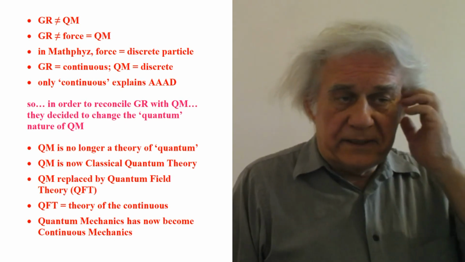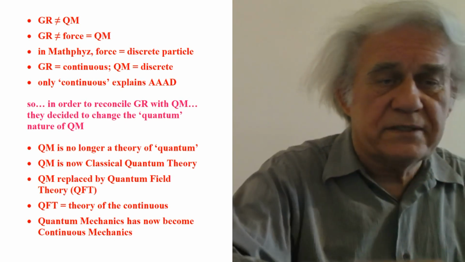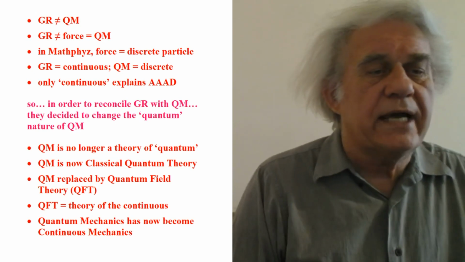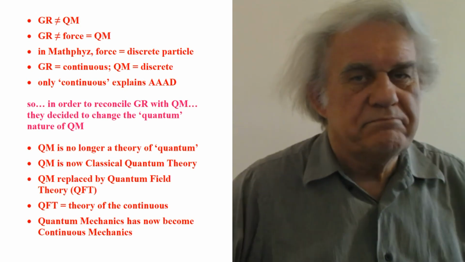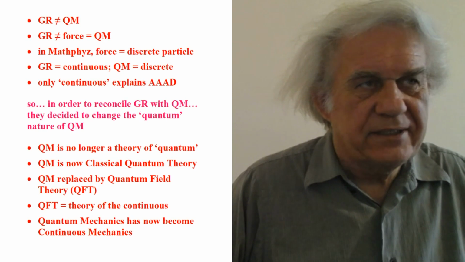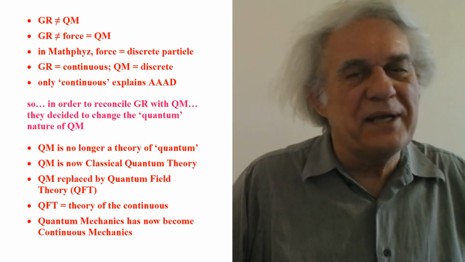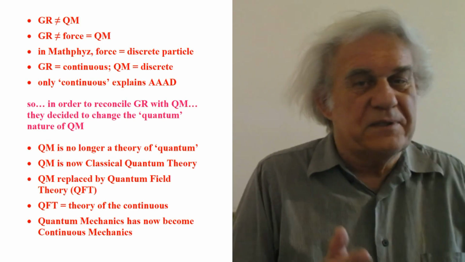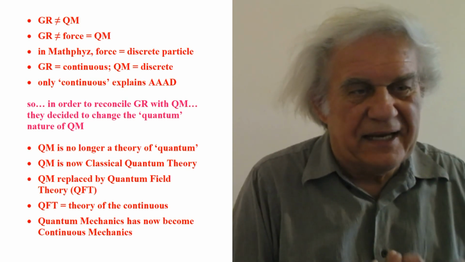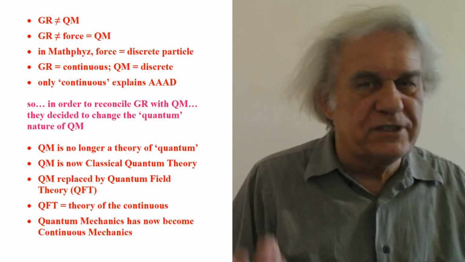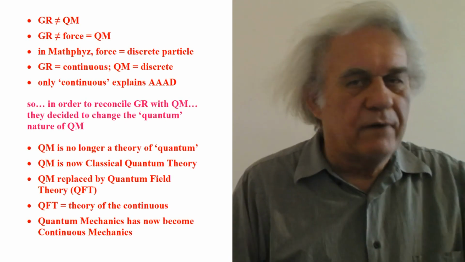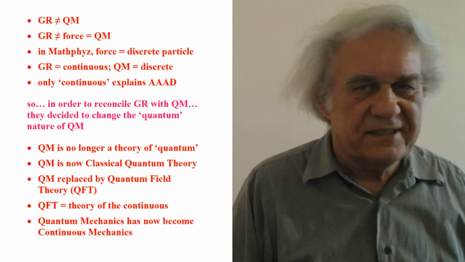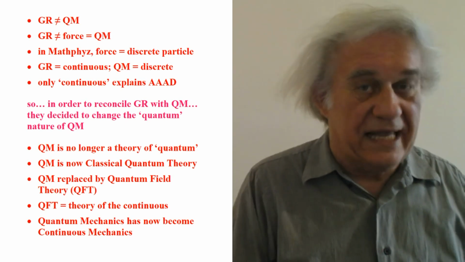So what did they do? In order to reconcile general relativity and quantum mechanics, they decided to change the quantum nature of quantum mechanics. And you're saying, what do you mean? Yeah, they changed the quantum nature. And for that, we need to know what the word quantum means. And if it fits the new version of quantum, which is really not a new version, what it is is that they overthrew quantum mechanics altogether. And now it's called classical mechanics.